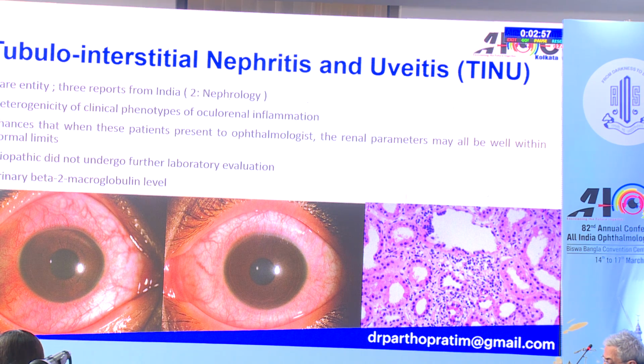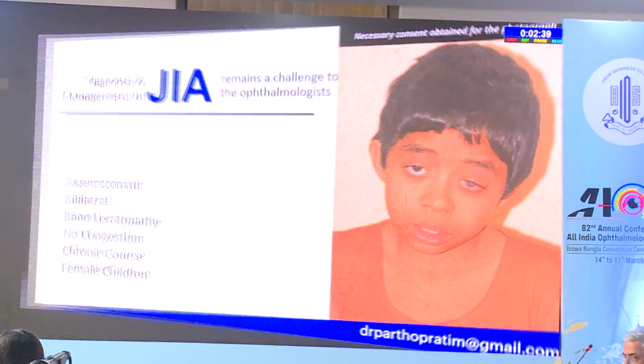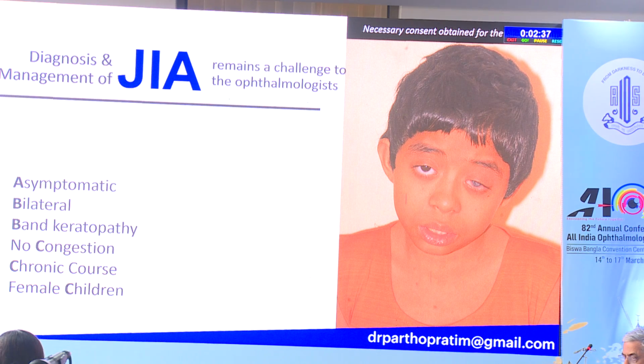This is seen in children, and sometimes by the time the patient comes to the ophthalmologist, the renal parameters become normal. So that's why you tend to miss these cases. And sometimes you need to find out about anterior uveitis in sheep's clothing, like uncommon presentations in common anterior uveitis.